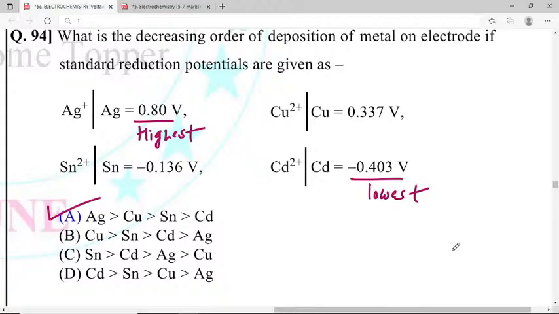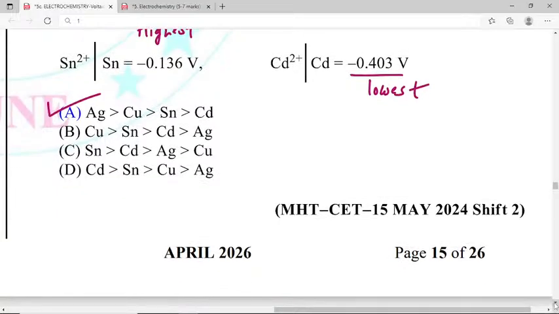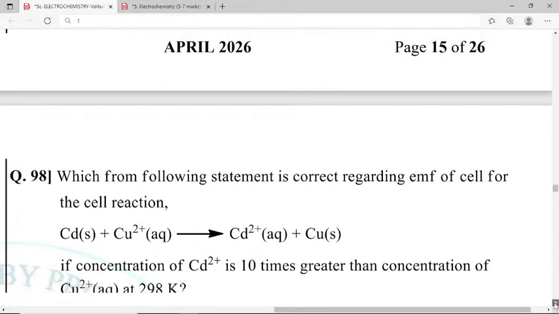Highest value, lowest value. Yes. This is deposition of metal on the electrode. 15 May 2024 CET question.